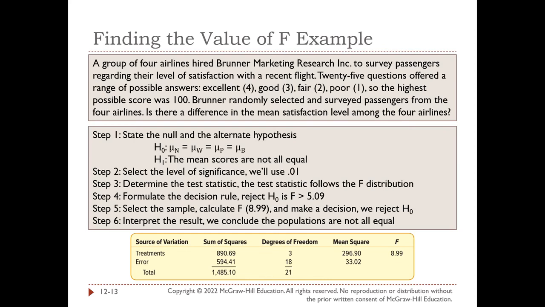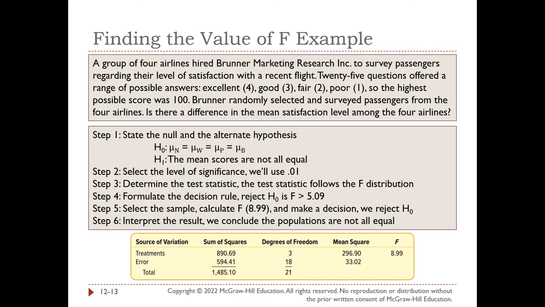So of course, let's bring in an example. A group of 4 airlines hired Brunner Marketing Research, Inc. to survey passengers regarding their level of satisfaction with a recent flight. 25 questions offered a range of possible answers: excellent, good, fair, poor. So the highest possible score was 100. Brunner randomly selected and surveyed passengers from the 4 airlines. Is there a difference in the mean satisfaction level among the 4 airlines?